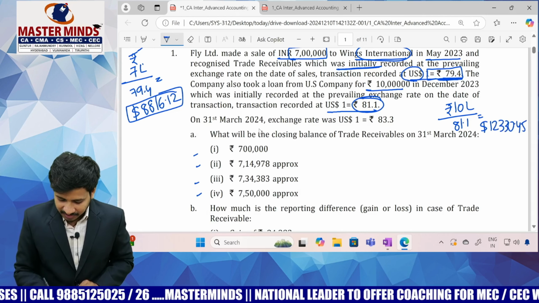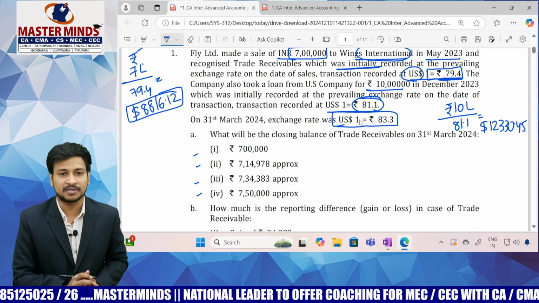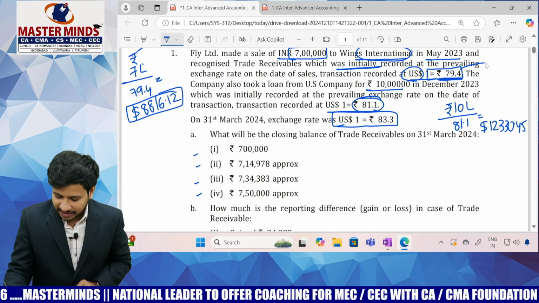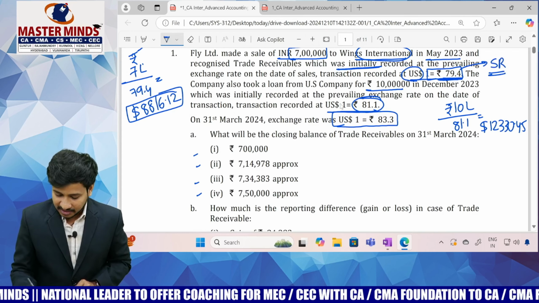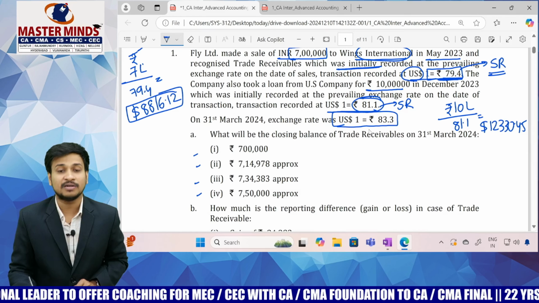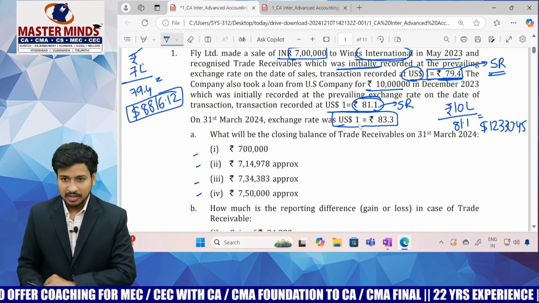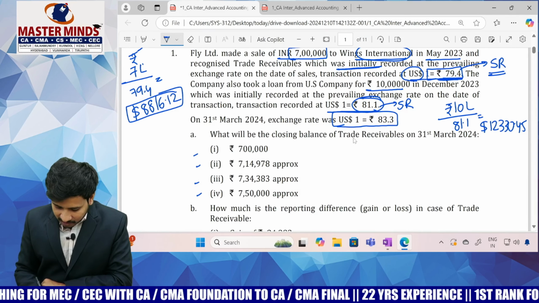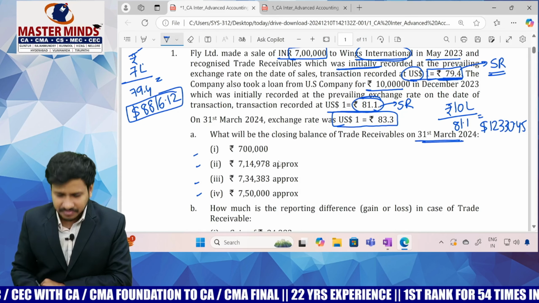Now, let me proceed further. On 31st December 2024, the exchange rate was $1 is equal to 83.3. So this is the closing rate which was given. You were provided with two spot rates: one at the time of sale and another at the time of taking the loan, and we were provided with the closing rate. Now, let us start checking the MCQs. First one: what will be the closing balance of trade receivables on 31st March 2024?